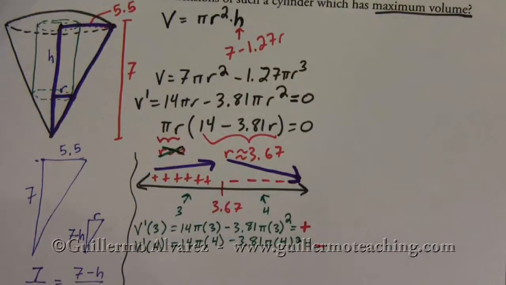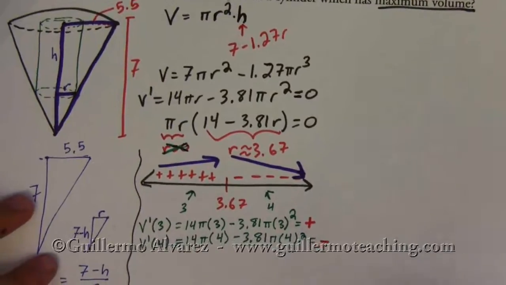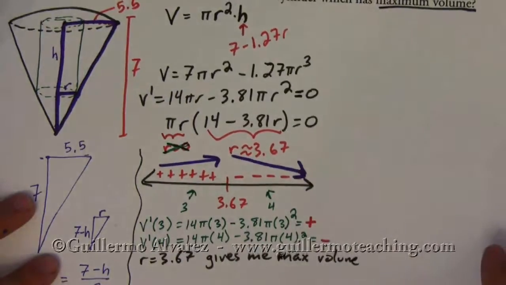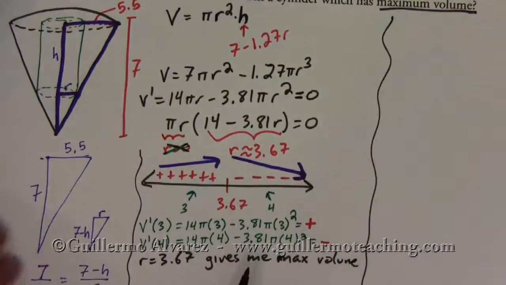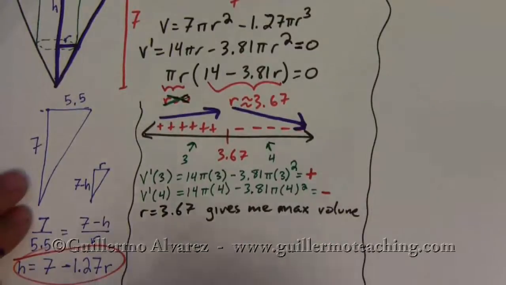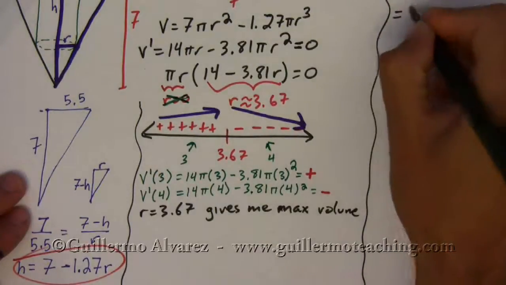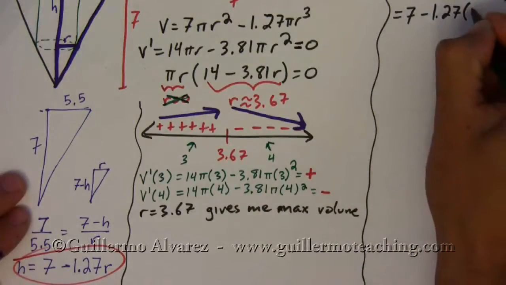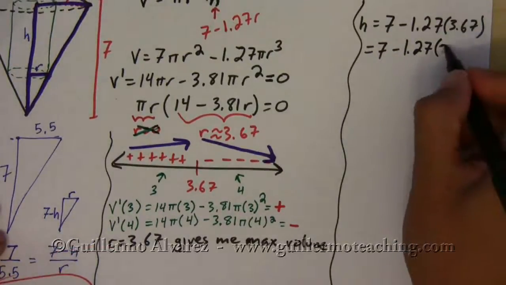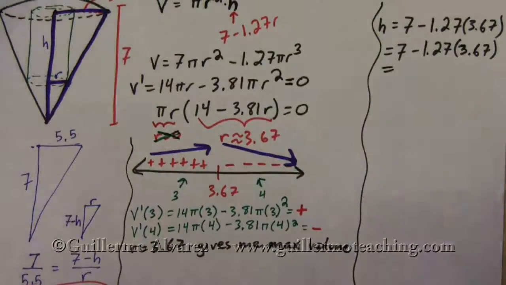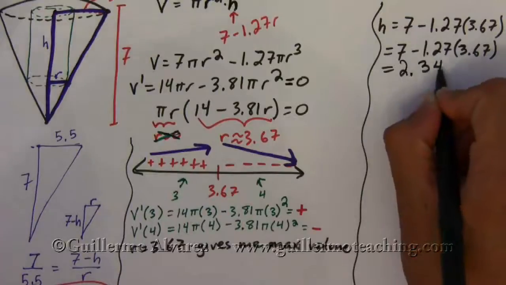And so that means that I have a maximum when the radius is equal to 3.67. So the radius equals 3.67 gives me maximum volume. So if the radius is 3.67, what's the height? Remember that I had this formula down here for the height, so I can just plug that in to find my height. So if I do that, I'm going to get 7 minus 1.27 times 3.67. And this is equal to 2.34. And that's it.